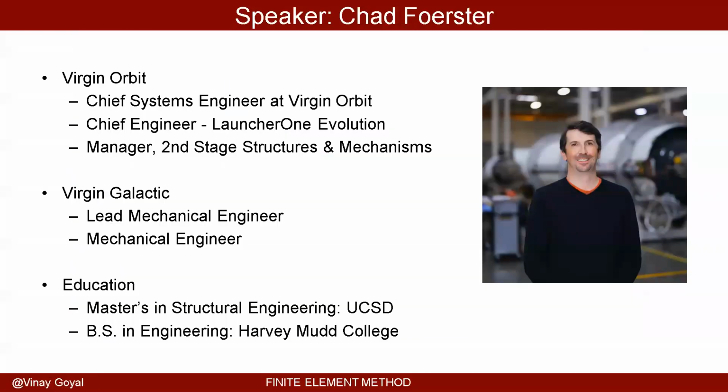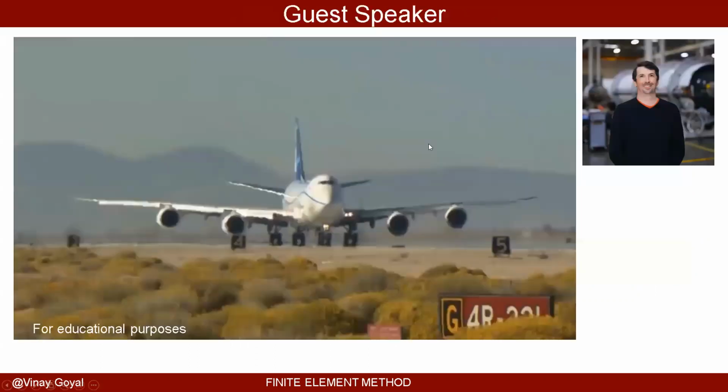I have invited Chad Foerster, who is the Chief Systems Engineer at Virgin Orbit. He was previously the Chief Engineer at Launcher 1 Evolution, Manager of the second stage structures and mechanisms, and at Virgin Galactic, he was a lead mechanical engineer. He has extensive experience in the use of finite elements, actually, in practice, but also understands the practical limitations of these models. He has a master's degree in structural engineering from UCSD, and a bachelor's degree from Harvey Mudd College. With that said, I would like to have Chad Foerster start discussing some of the things he would like to talk about.